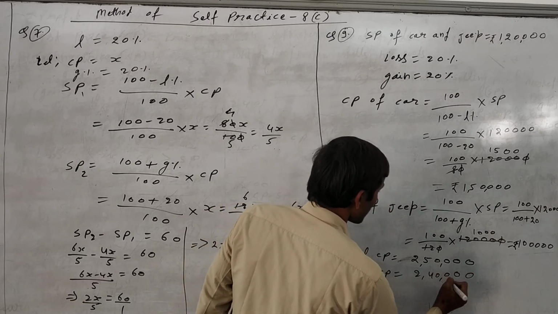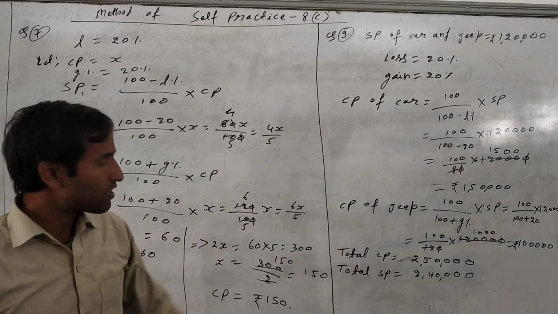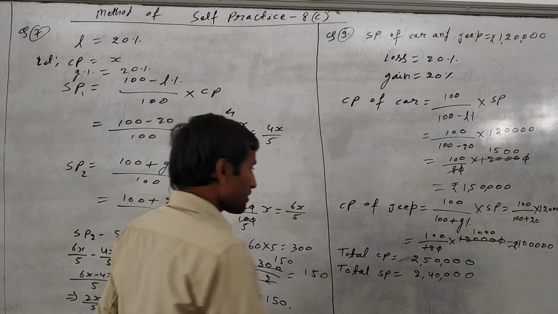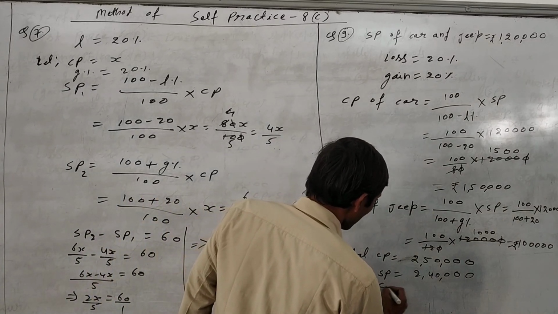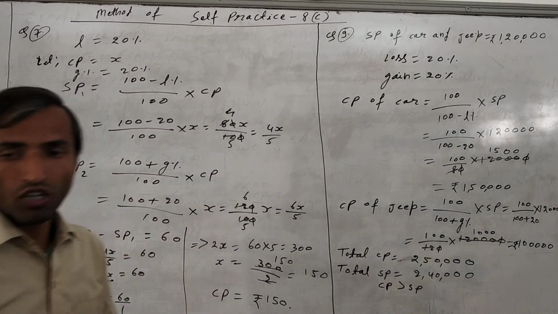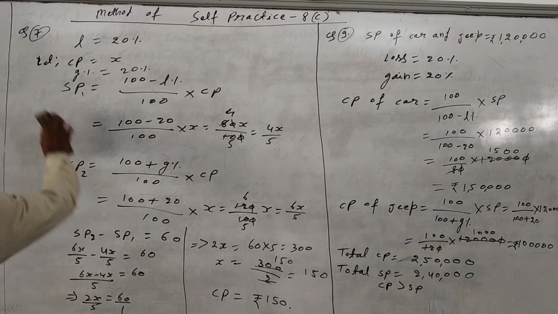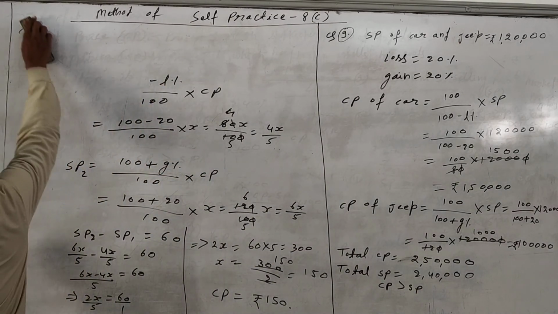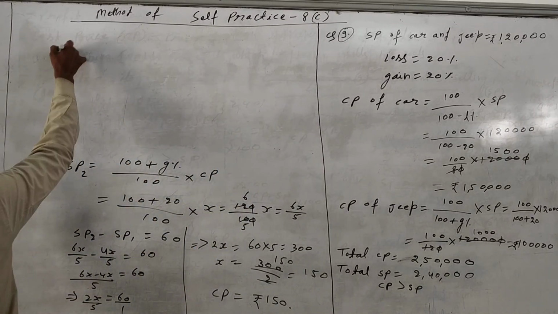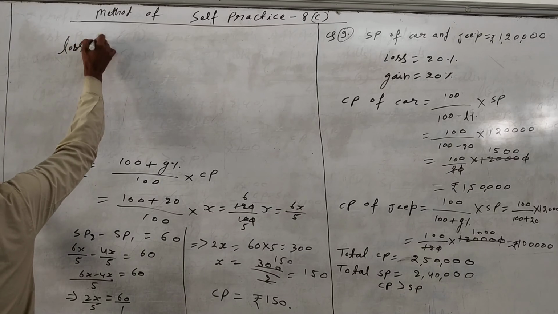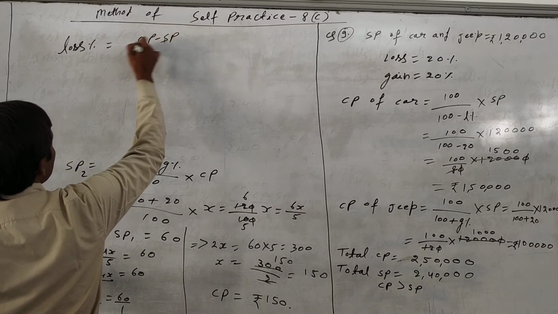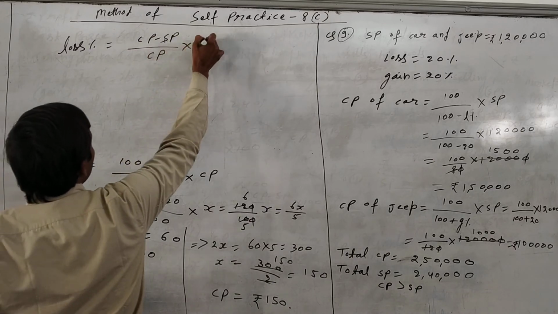Just see here which one is greater. Here CP is greater than SP, so we can say it is a loss. So how much percent is the loss? We have to find that again. For that we have to use the formula for loss percent. So loss percent is equal to CP minus SP upon CP into 100.